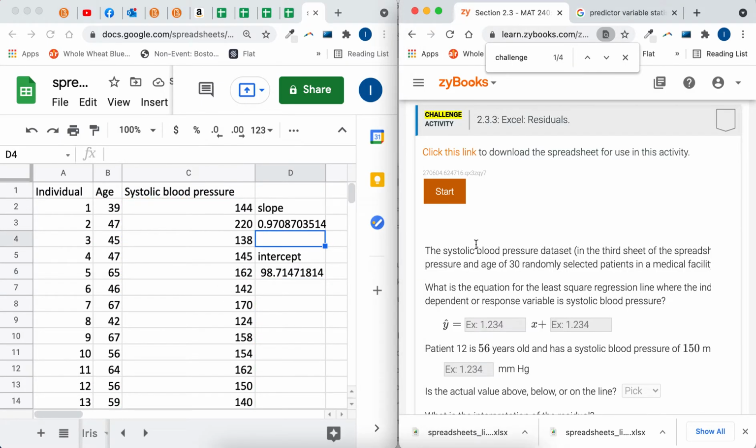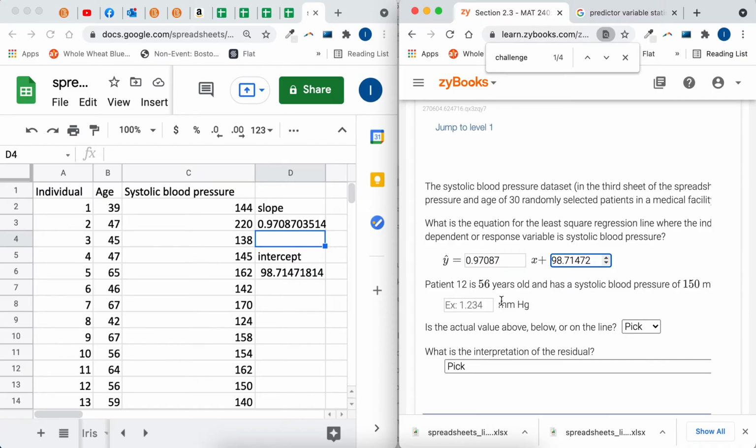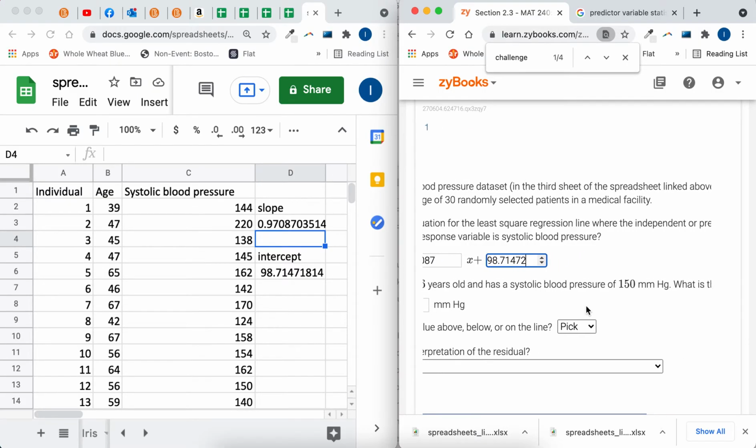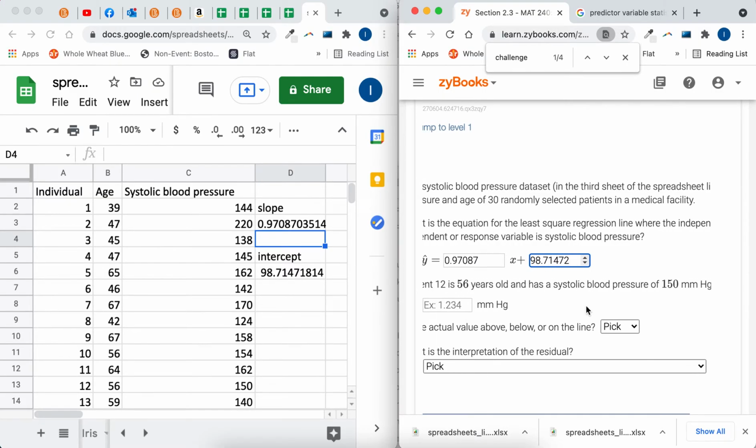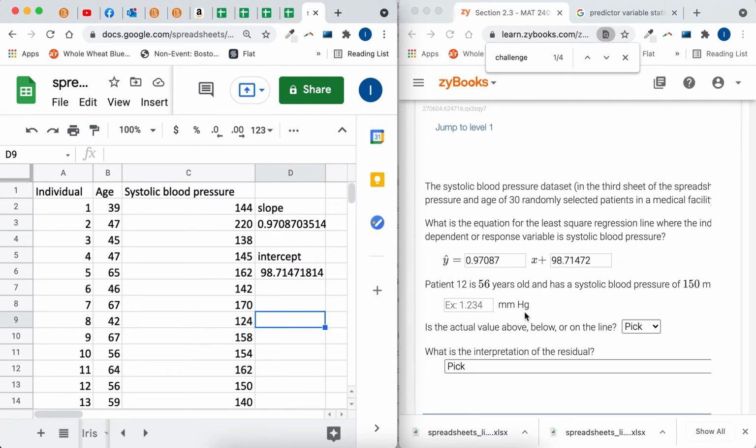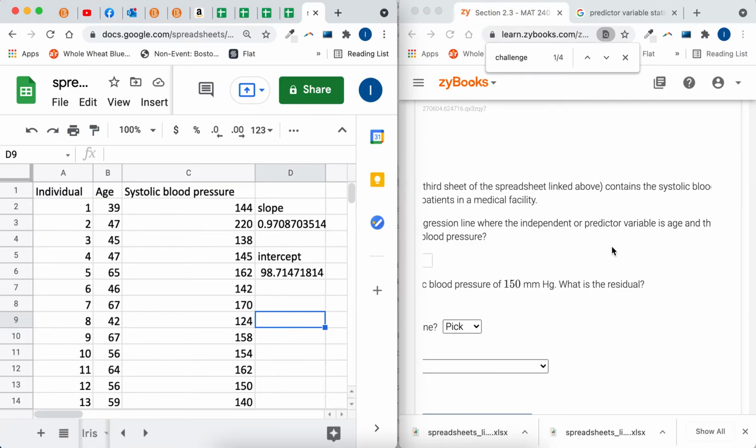So the slope is always the number next to the x. So our slope is 0.97087, and the y intercept is 98.71472. Patient 12 is 56 years old and has systolic blood pressure 150. What's the residual? So the residual is talking about how far off your prediction is. So what you do is you plug in the x variable to predict what the y variable is first. And we said our x variable was age, right? The independent variable is age.